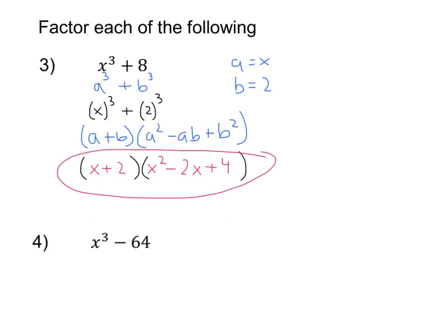And what we're saying is that x cubed plus 8 can be factored like this. In other words, if you were to multiply these two things out, you would get back to here, right? This is the multiplication form that's equivalent to this. Okay, let's do one more example.